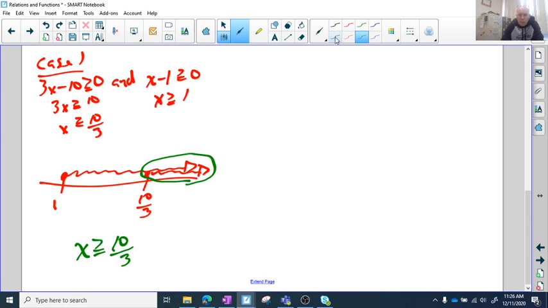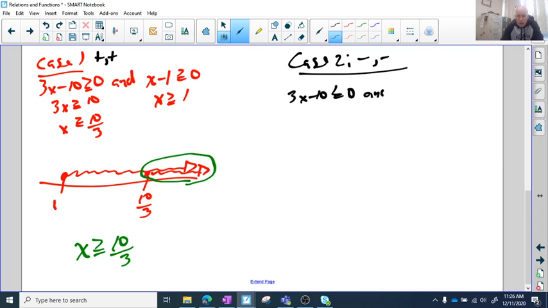Now we do case 2. Case 2, so this one was the positive times positive. Case 2 would be the situation where maybe each of the two brackets gave you negative answers, and then if you multiplied two negatives together, that would also give you a positive. So case 2 is 3x subtract 10 is less than or equal to 0, and x minus 1 is also less than or equal to 0.